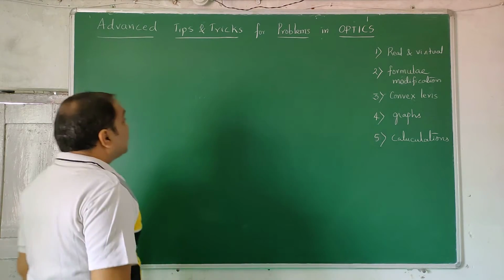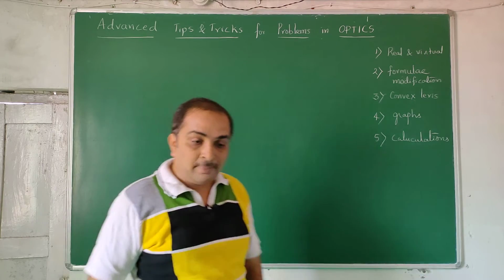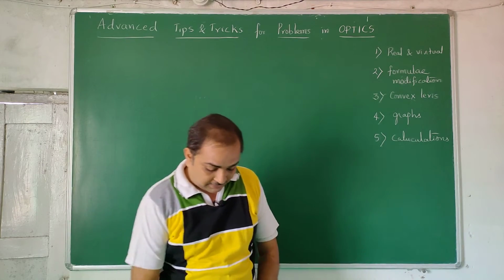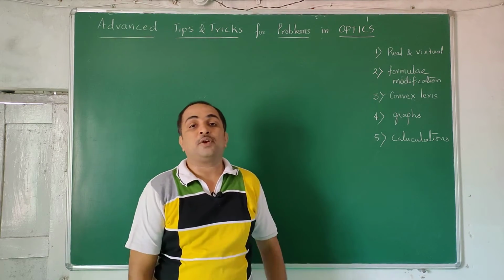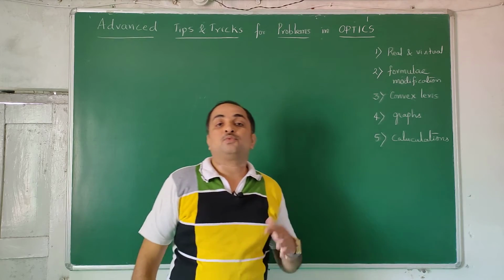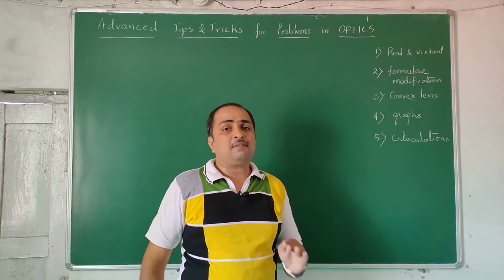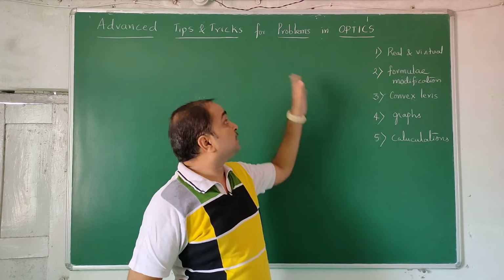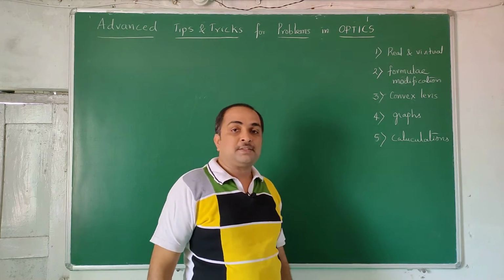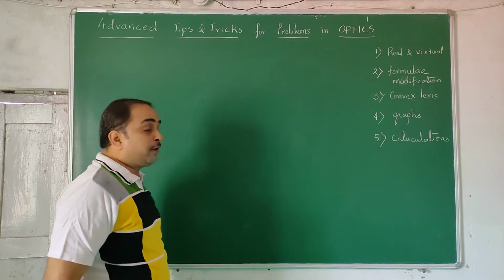So first let us talk about real image and virtual image. What they teach in schools at 6th or 7th class level is that a real image is what you can catch on a screen, and a virtual image is what you cannot catch on a screen. If you learn it that way, you can't understand advanced problem solving. So better try to understand the way I am telling you.